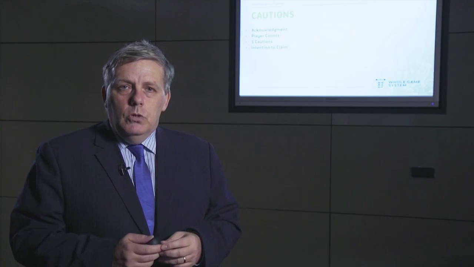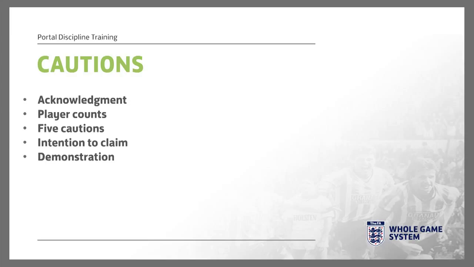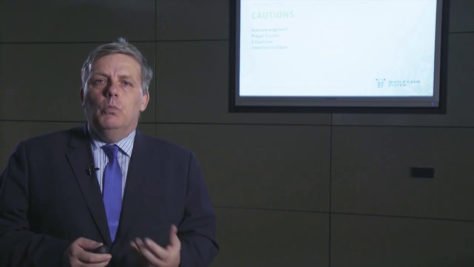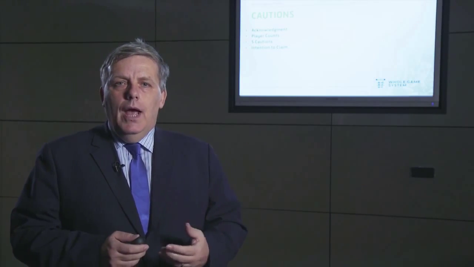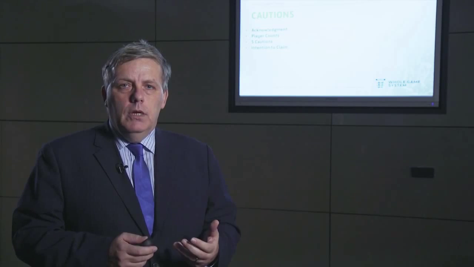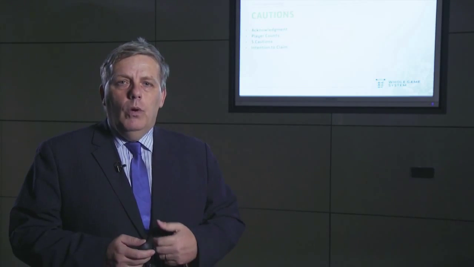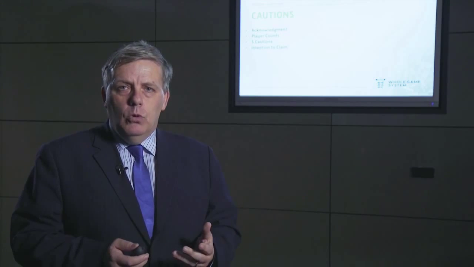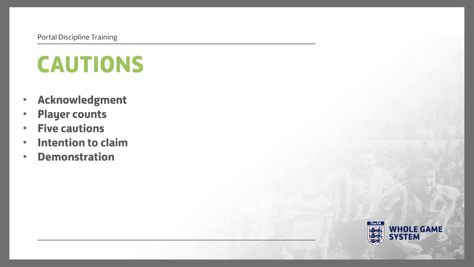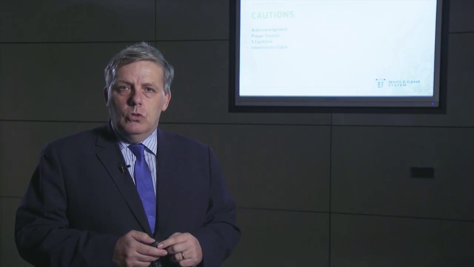Let's look at how the system deals with cautions. You will be able to acknowledge cautions as soon as they are activated by the County Football Association. In addition to that, you will be able to see the player records and their caution counts continually, and will be able to check and verify those. So you will be aware when a player is nearing 5 cautions and may be subject to a suspension. Very rarely, you may wish to lodge a claim for mistaken identity with cautions.